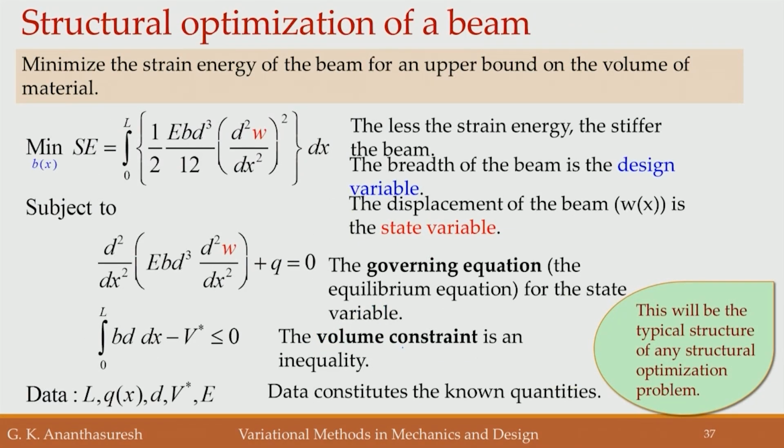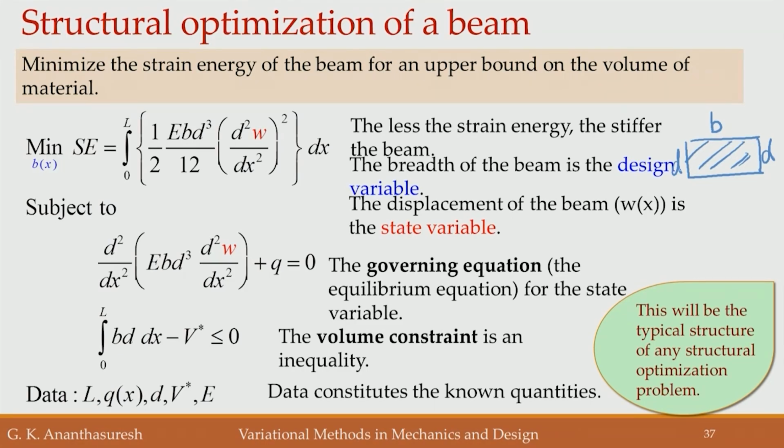Here is a problem: minimize the strain energy of a beam with an upper bound on the volume of material. That is, you are given a beam, let us say of rectangular cross section. So, if I take a beam of rectangular cross section, let us say the width is b and the depth is d. This is our rectangular cross section, and we are saying that even though it is a rectangular cross section, the b and d are not the same along the beam. So, it can vary.